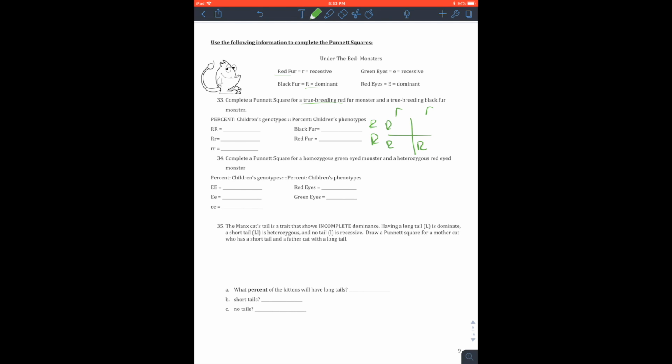He can only give the big R. Mom can only give the little r. So I'm going to have 4 with a 0 here, 0 here, so a 4 to 0 ratio. Okay, so my percentages in this case, since this is dominant, I'm going to have 100% to 0%.